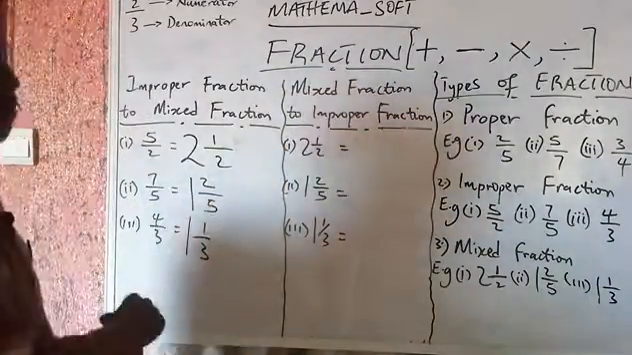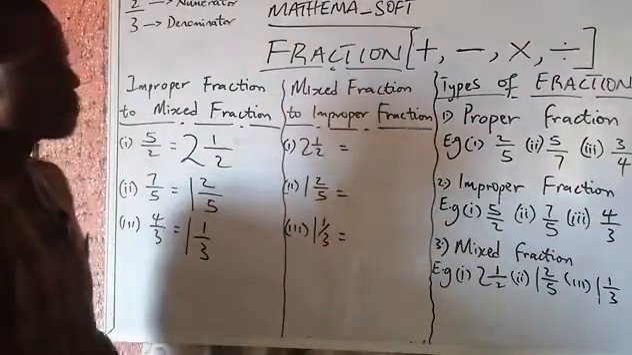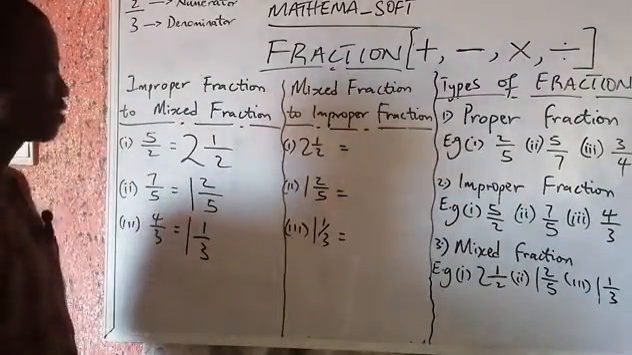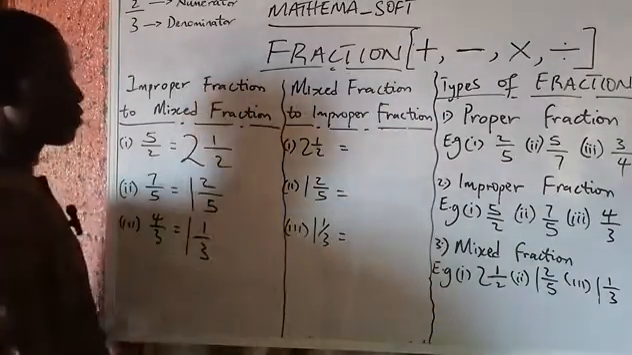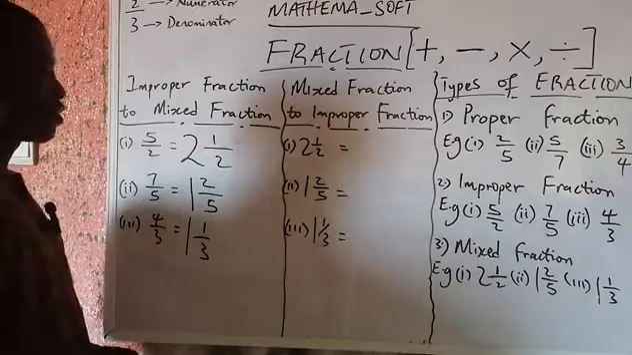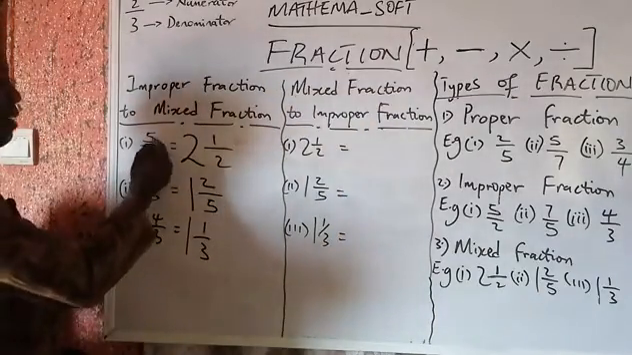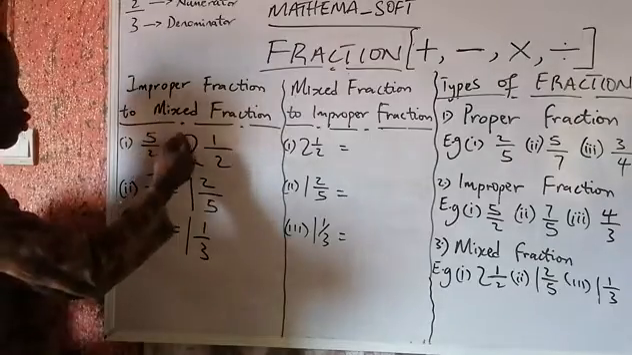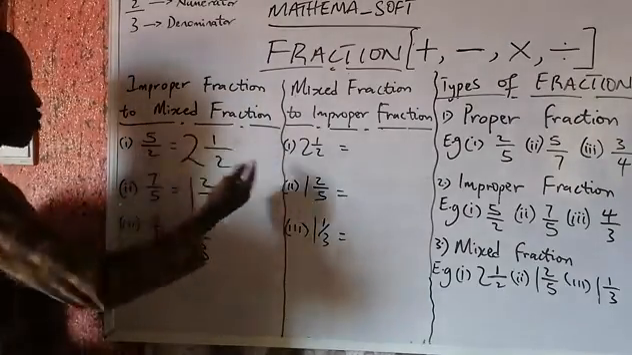Now I want to swap it back. I want to change from mixed to what? Improper fraction. How do I do that? Okay, now I am having the mixed fraction. I want to change it to improper. So I will go the other way. Don't forget here that when I get, how many times will 2 go in 5? I have 2, and the remainder is 1 over 2.